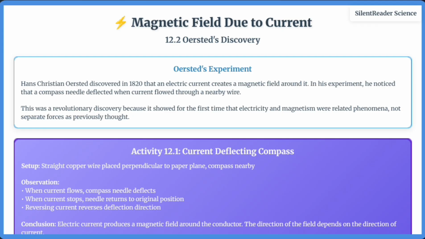We can demonstrate this with a simple activity. When we place a straight copper wire perpendicular to the plane of paper with a compass nearby, we observe that when current flows, the compass needle deflects. When current stops, the needle returns to its original position. Reversing the current reverses the deflection direction. This shows that electric current produces a magnetic field around the conductor, and the direction of the field depends on the direction of current. This connection between electricity and magnetism is called electromagnetism.